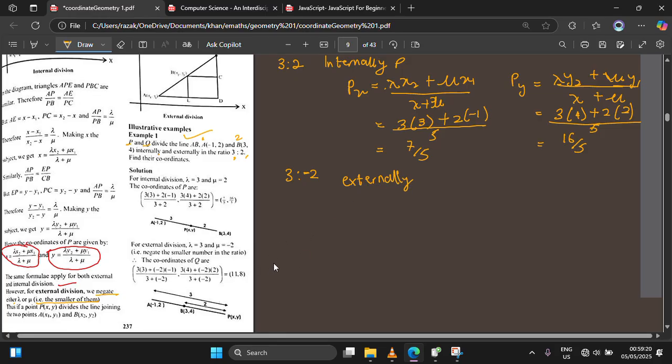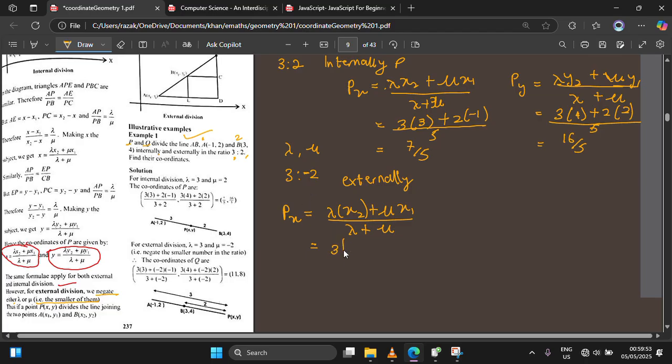we'll have px being equal to lambda x2 plus mu x1 over lambda plus mu. What's lambda? Lambda is 3. Never forget, it's lambda and mu. So mu is minus 2.